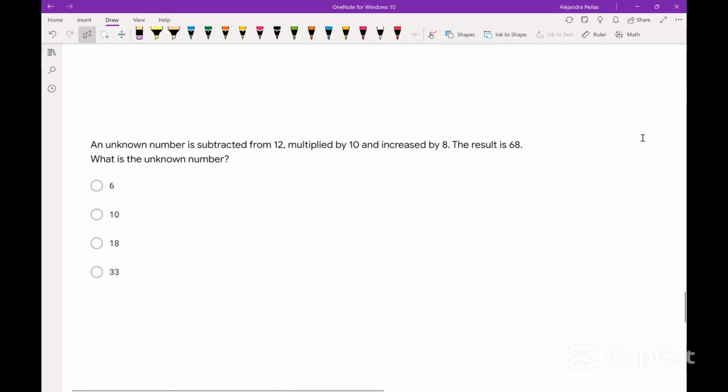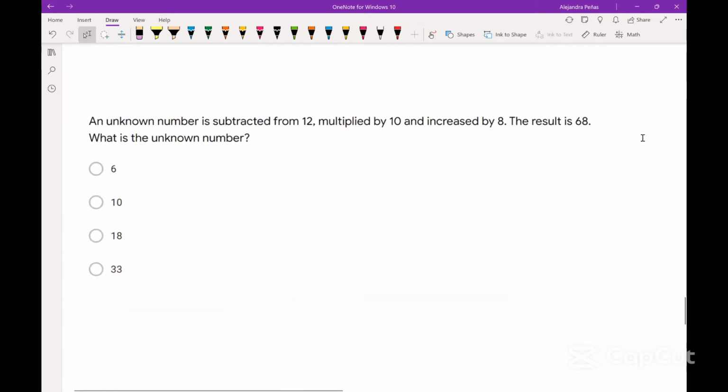Okay. So it says an unknown number is subtracted from 12 and then multiplied by 10 and then increased by 8. And the result is 68. What is the unknown number? So whenever you see a problem that mentions an unknown number or anything like that, you're going to be dealing with a variable. So pick whatever letter is your favorite and use it. Most people go for X.